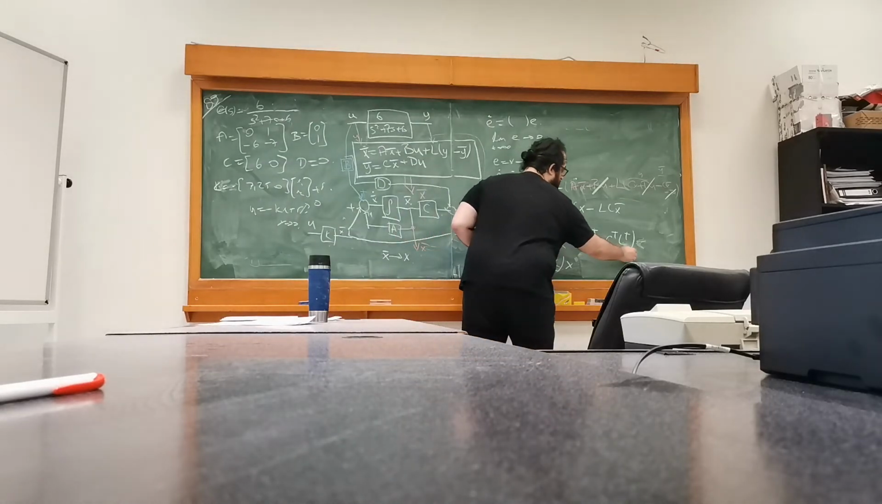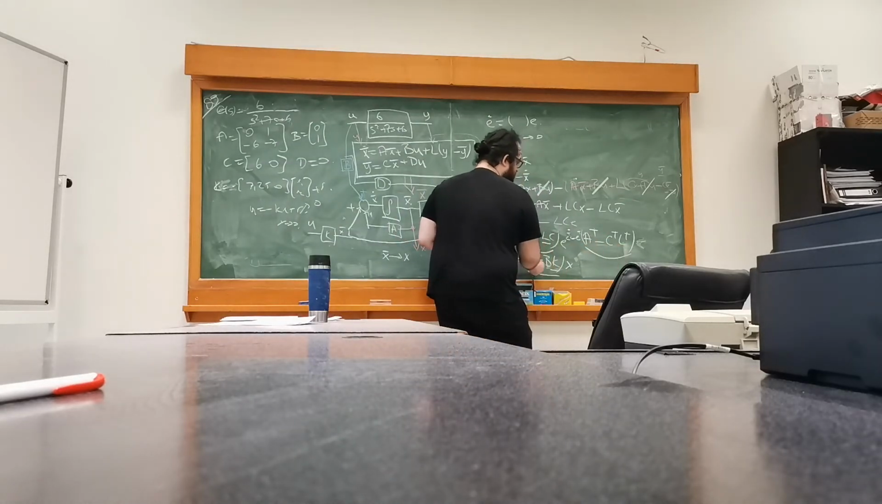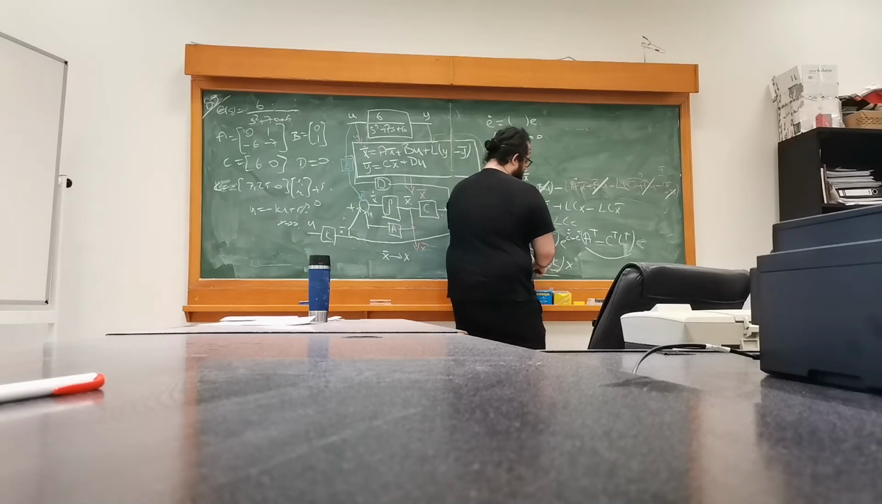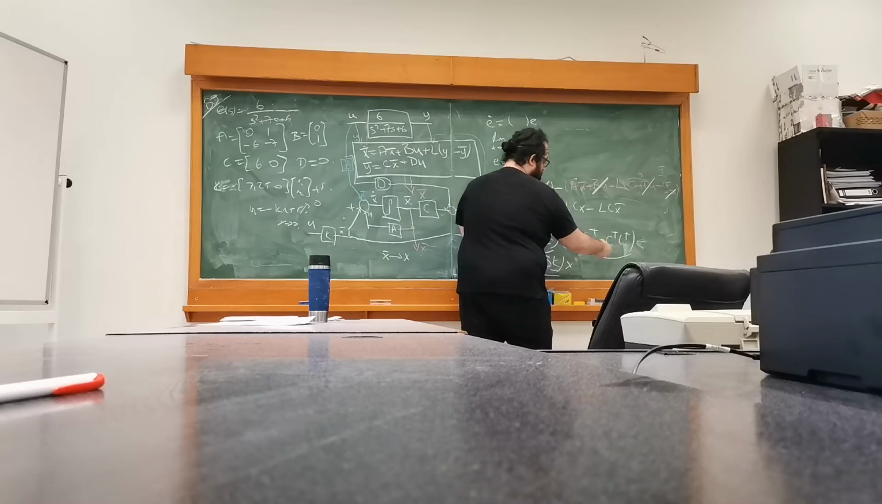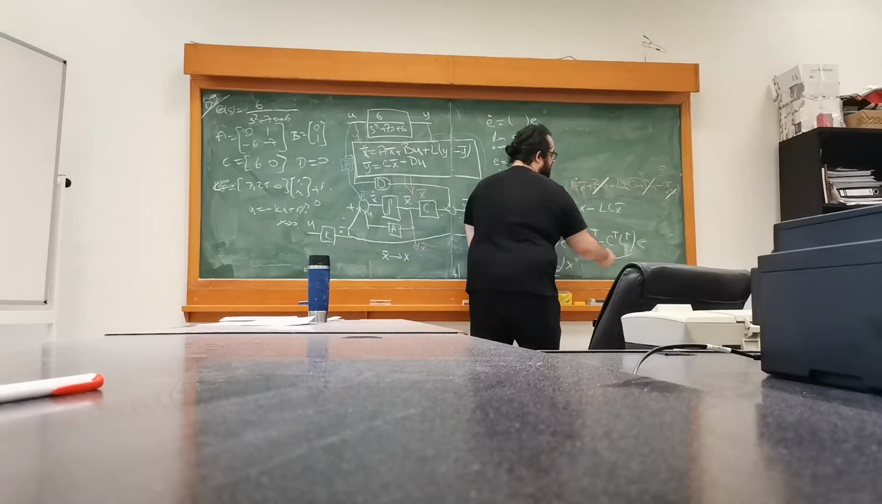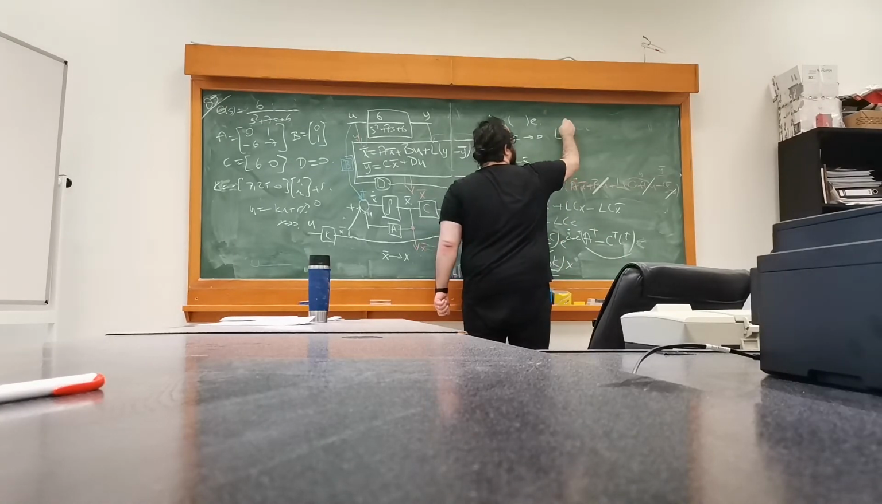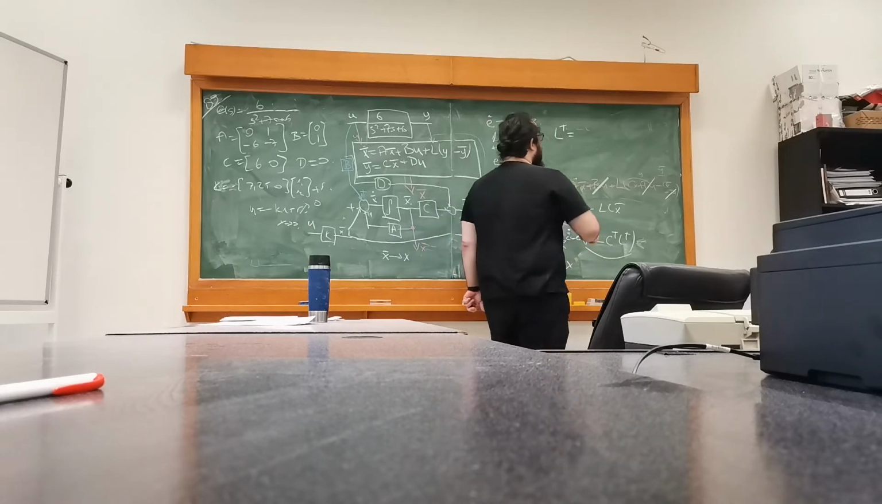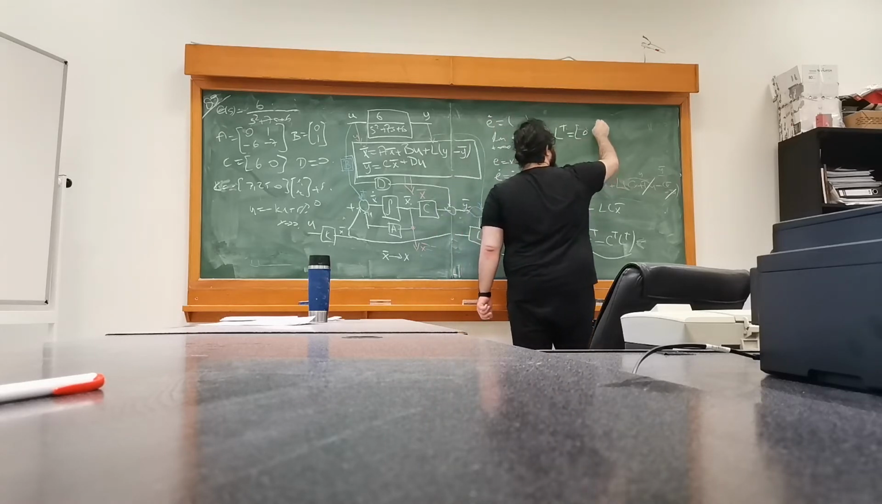Now, the correspondence here is that instead of A, you can use Aᵀ. Instead of B, you can use Cᵀ. Instead of K, you will get Lᵀ. So the Ackermann formula can therefore be used like this.